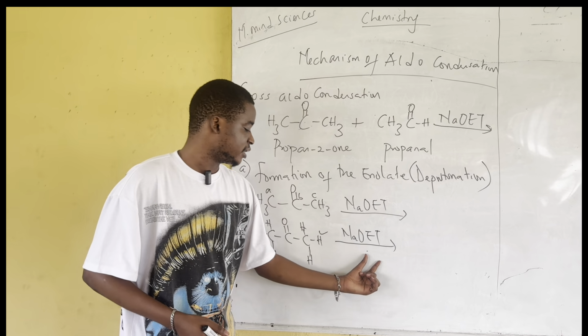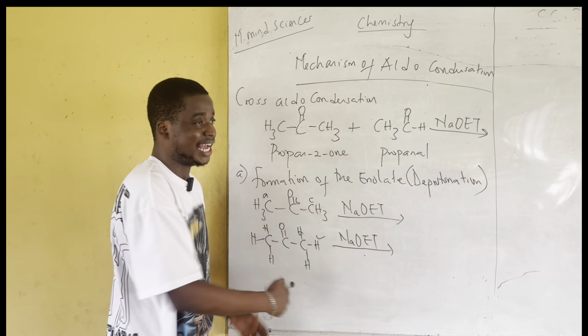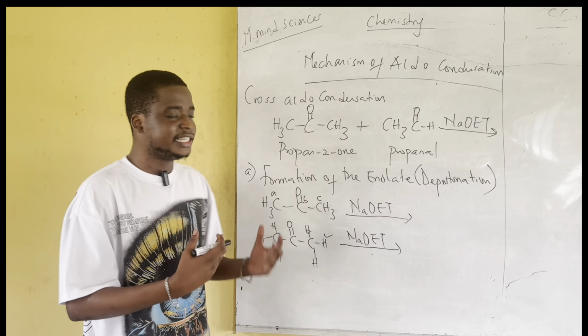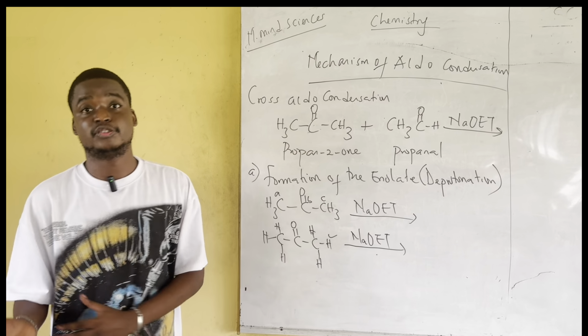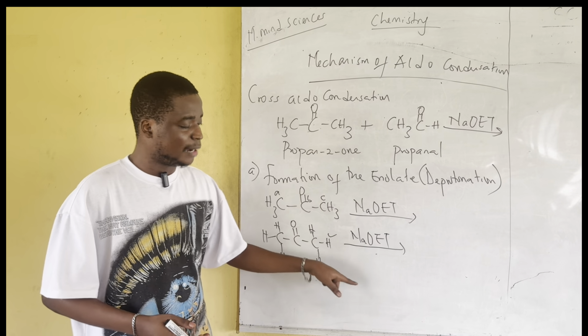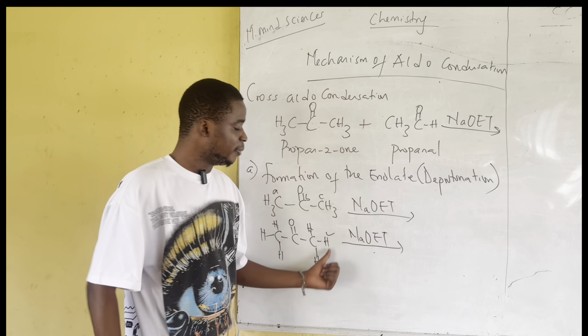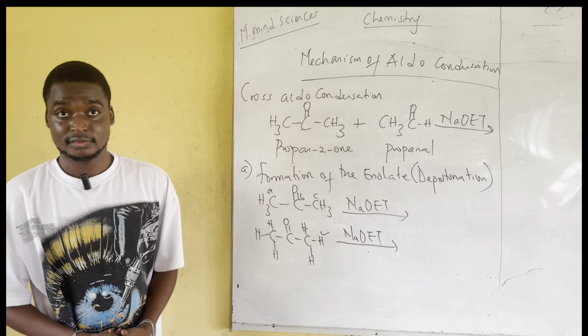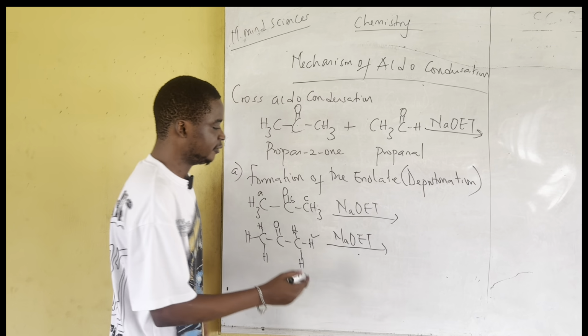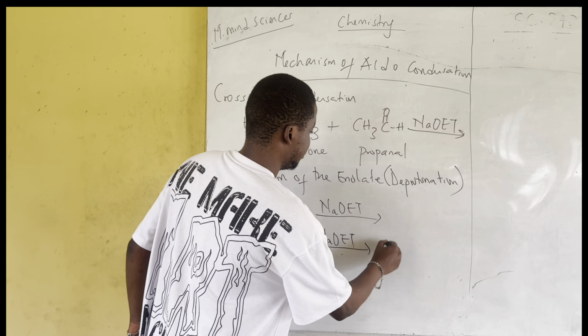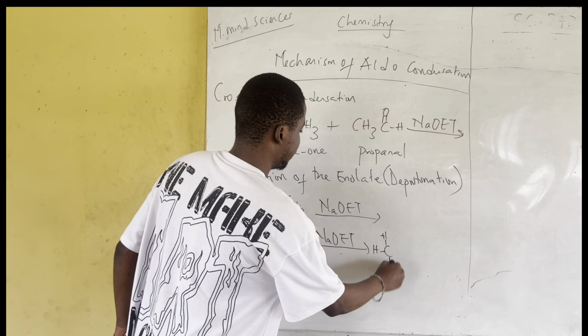So this sodium ethoxide wants to take this hydrogen atom as a proton. Thus, it wants the hydrogen atom to leave without its own electron. So if that happens, this hydrogen atom will leave, dropping the electron on this carbon. We will now have CH3 at the end.